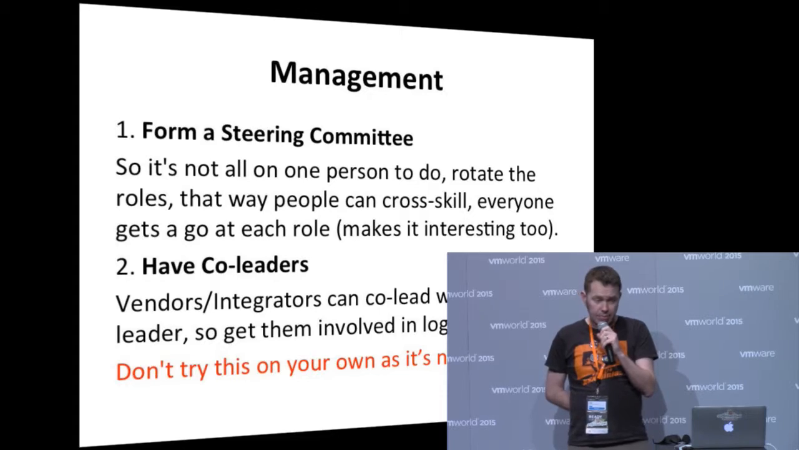Next tip is having co-leaders. Vendors and integrators are really good people to get involved in your VMworld as a co-leader, because part of their remit is obviously to engage locally with the community. They can provide a bit of interest and a bit of passion into the whole process. My important tip here is don't try this on your own, because it's not fun over time. Get these people involved and build a community around yourself so that you can be successful.